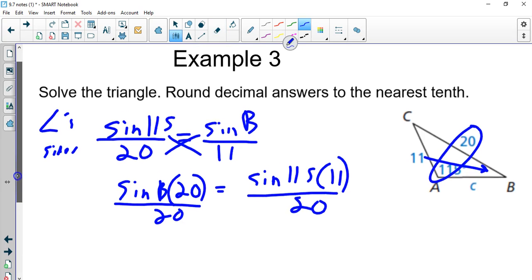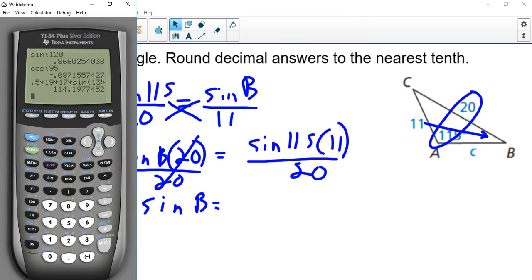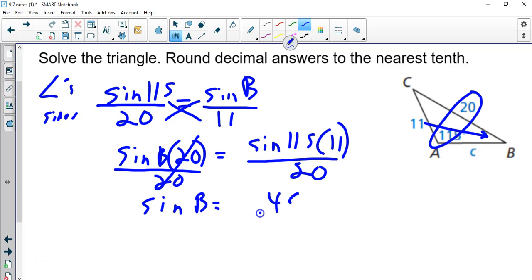So now we just have a simple calculation. Sine of B is equal to, we're going to type this in our calculator, sine of 115. Make sure you close parentheses. If you don't, it'll be 115 times 11, and you're taking the sine of that. Times 11 divided by 20. And we get a decimal. So 0.4985. That's the sine of B.